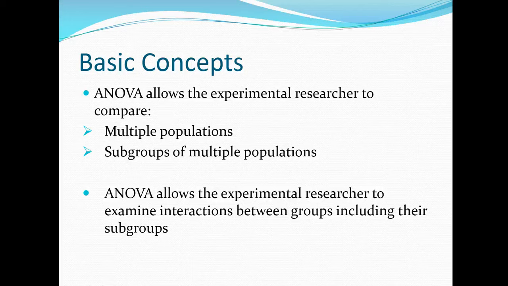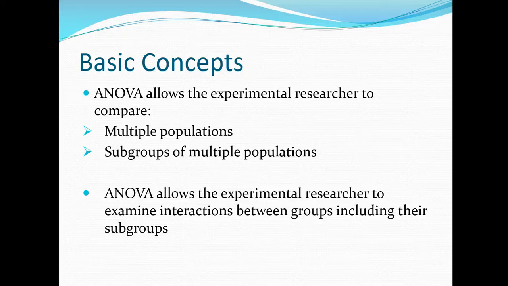So it's important to remember that t-tests, they have limitations. They always compare two populations or two means of two populations. So once we start comparing multiple populations, that's three populations or more, or three subgroups of multiple populations, then we need to use ANOVA, because ANOVA can also examine the interactions between groups, including their subgroups. So that's the beauty of ANOVA.